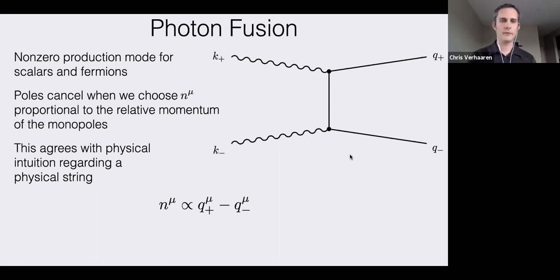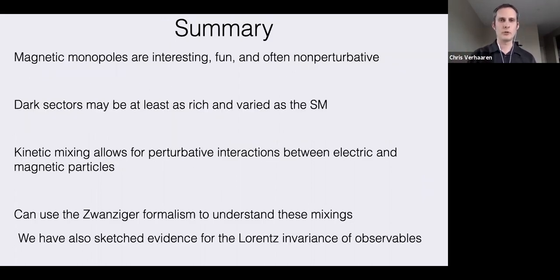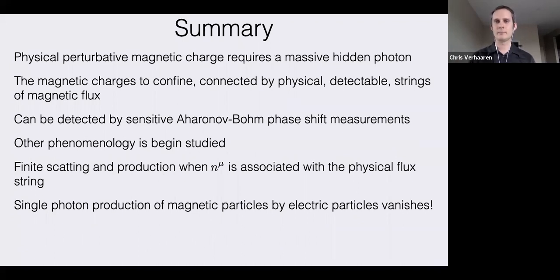You can calculate, it's not very useful to look at, so I won't show it to you. You can calculate that the spurious poles cancel in this case, as long as you choose n to be proportional to the relative momenta between your 2 magnetic monopoles, which again makes us understand that we're really taking n to be physically this physical string of flux, because if you're in the center of momentum frame, then the physical string is going to be stretched in between the particle and the antiparticle. And when you choose n along that direction, that's when all of the spurious poles cancel and you get unambiguous physical results. So let me just leave it there and not worry about the summary and ask if there are any other questions.